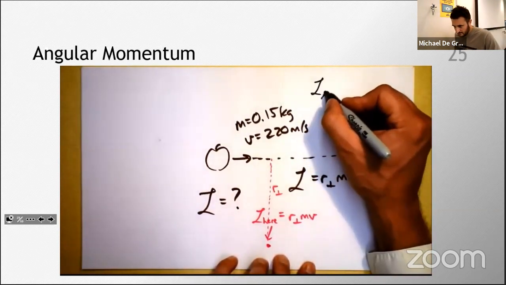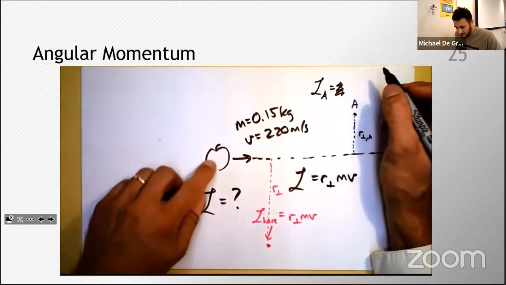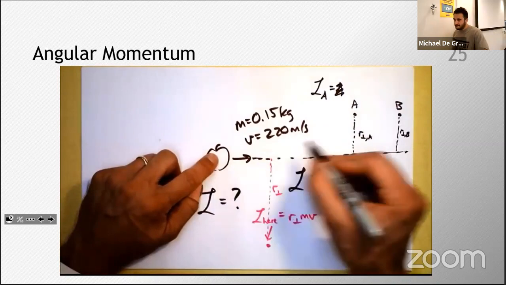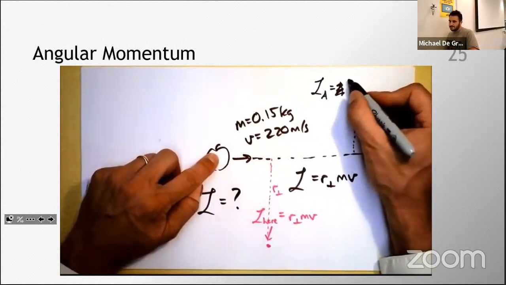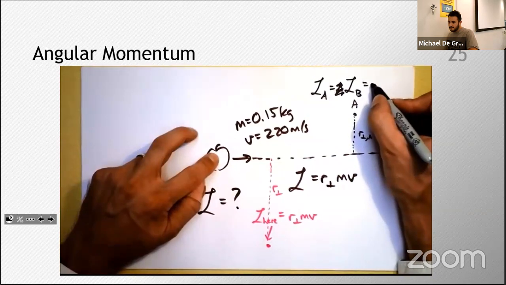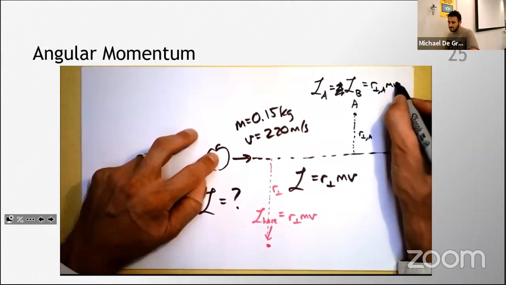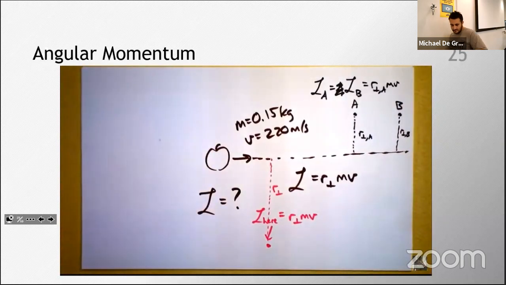We could say the angular momentum of the apple, if the axis is at A, would be the same as the angular momentum of the apple if the axis is at B. And that's just going to be r perp times m times v. I hope angular momentum is starting to make sense to you. We'll talk about it more in class.